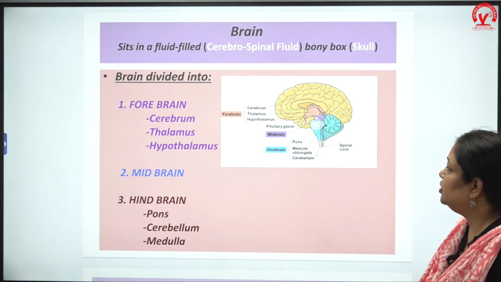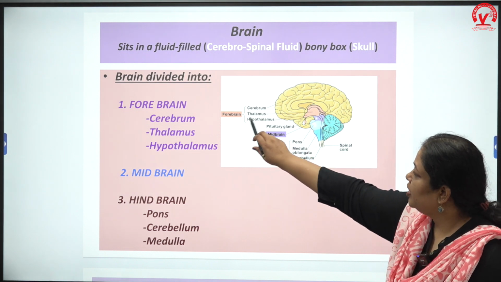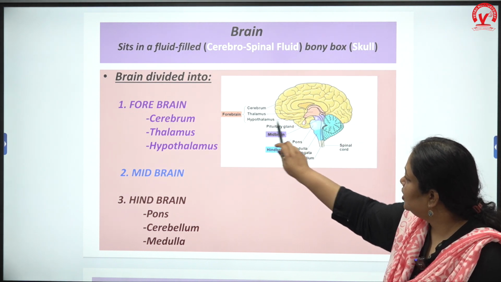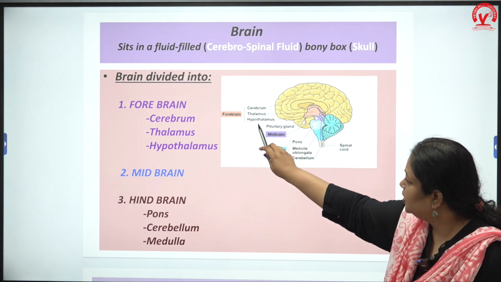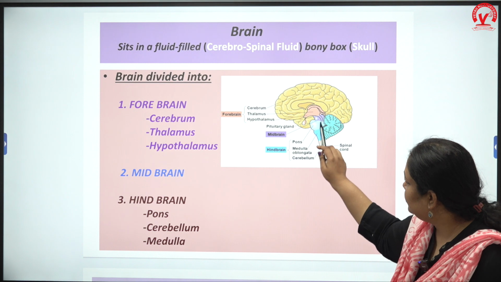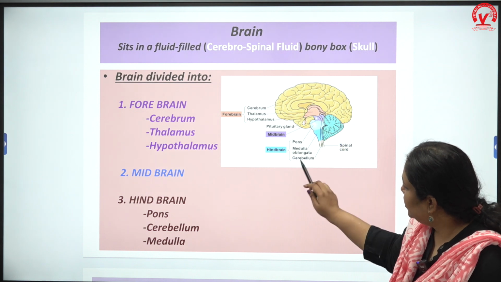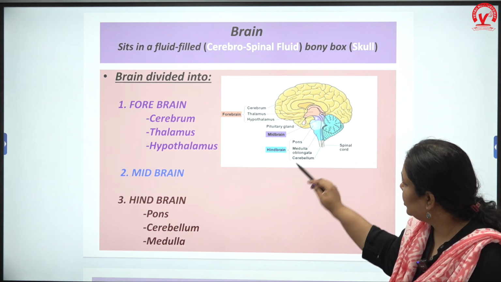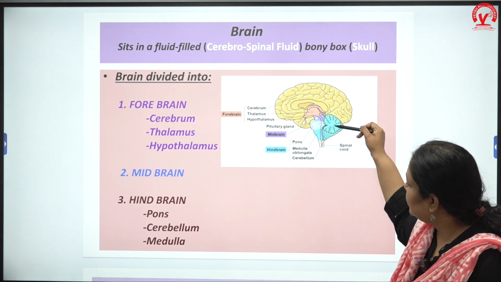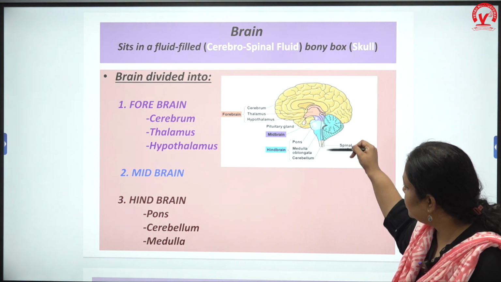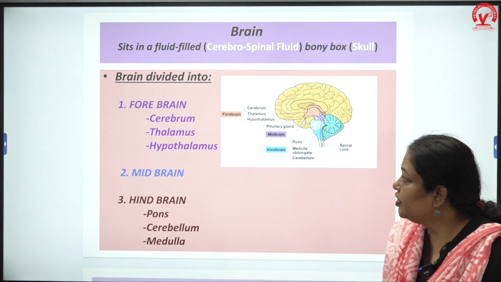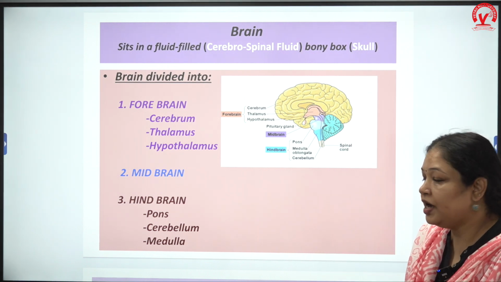You can see over here in the picture that there is the forebrain, which is the cerebrum, thalamus and the hypothalamus. Behind the thalamus is the hypothalamus. And then we have the midbrain, that's in the middle. And then we have the hindbrain, which starts from the pons, then the medulla oblongata and then the cerebellum. Then it continues over here as the spinal cord. So the brain is divided into forebrain, midbrain and hindbrain.